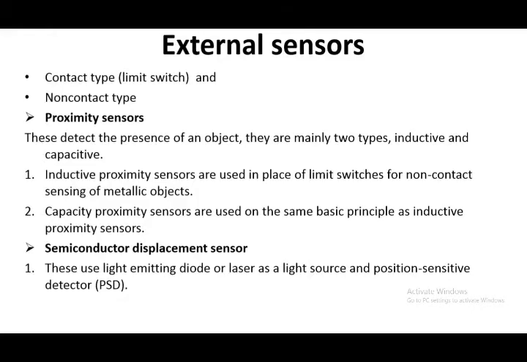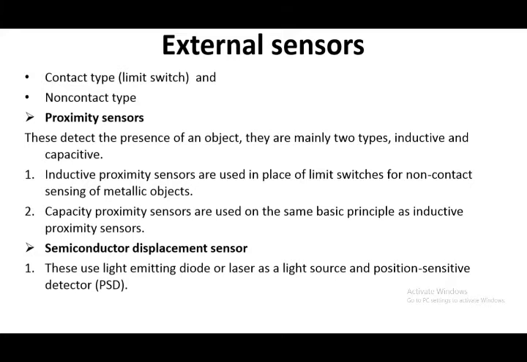In the previous lecture, we discussed the external sensors. Types: inductive and capacitive. Inductive proximity sensors are used in place of limit switches for non-contact sensing of metallic objects. Capacitive proximity sensors are used on the same principle as inductive proximity sensors.